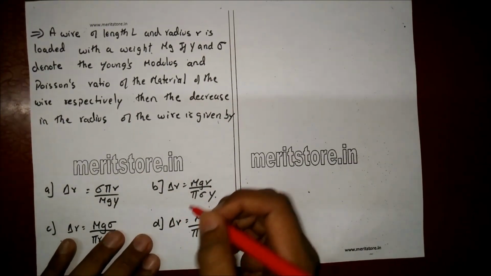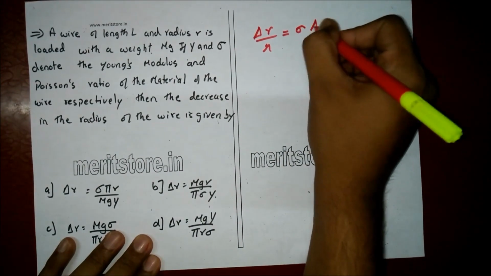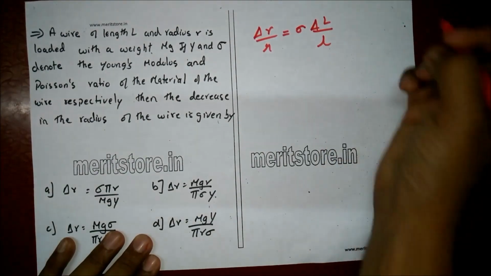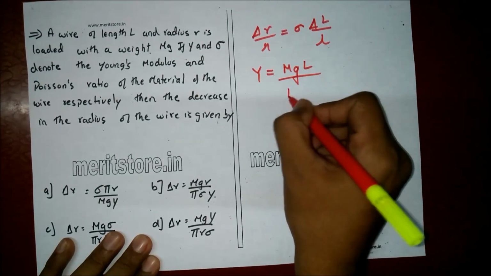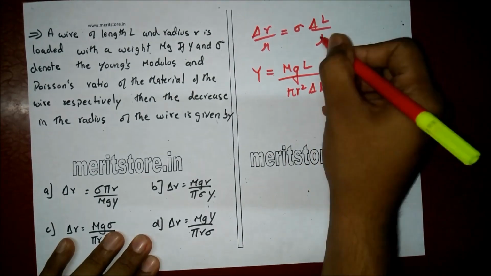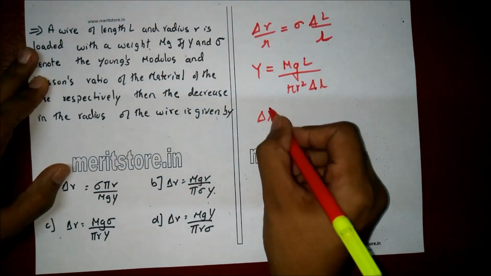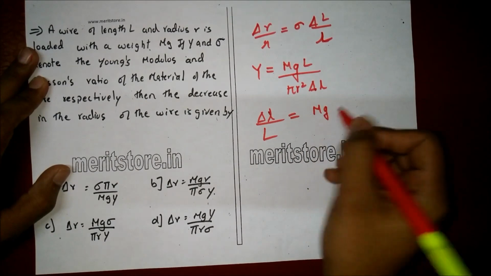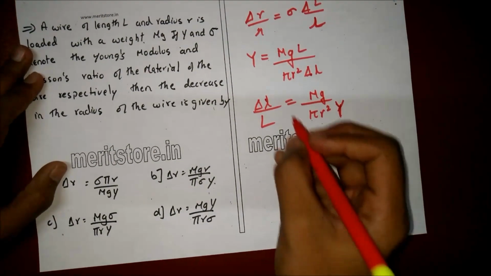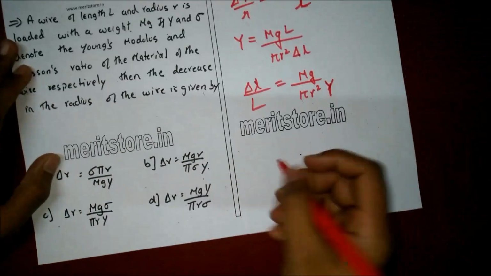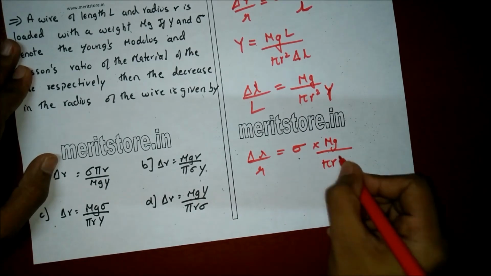Now, the Poisson's ratio is given by delta R upon R is equal to rho times delta L upon L. Now, the Young's modulus is given by Y is equal to mgL upon pi R square delta L. Therefore, we need to substitute delta L upon L here. Taking delta L upon L on the left hand side, we get mg upon pi R square Y. Substituting the value of delta L upon L in the first equation, we get delta R upon R is equal to rho into mg upon pi R square into Y.